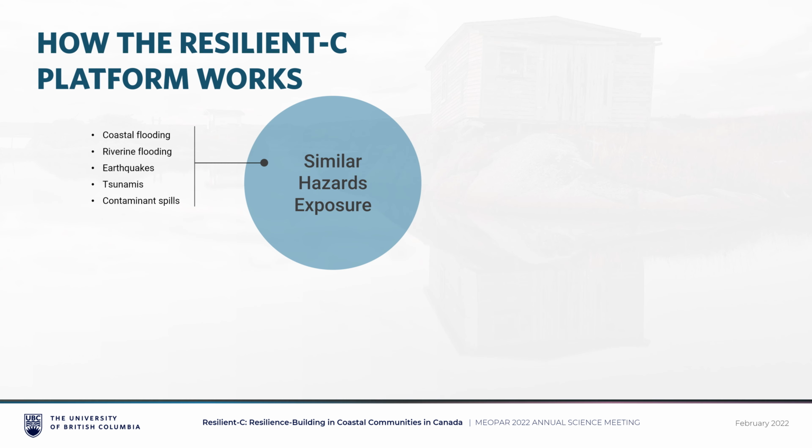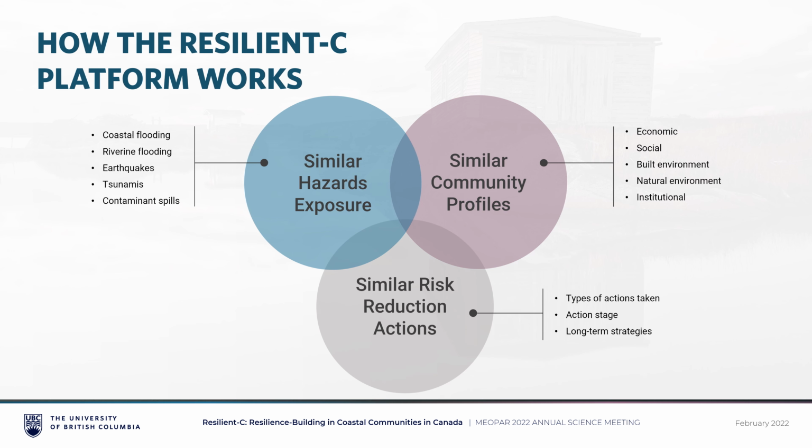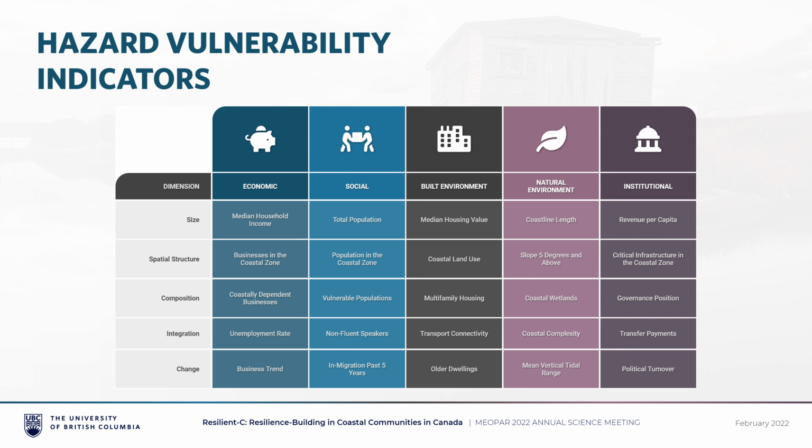The Resiliency platform first works by establishing community hazard exposure for our 5 coastal hazards. Next, we determine community hazard vulnerability profiles using a set of indicators across 5 different capitals: economic, social, built environment, natural environment, and institutional. Finally, we collect and classify the risk reduction actions these communities have taken to address these hazards. Each action is classified by the type of action taken, which stage of the process they are in, and which long-term strategies they address.